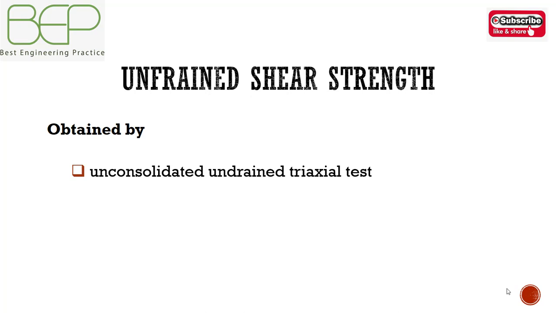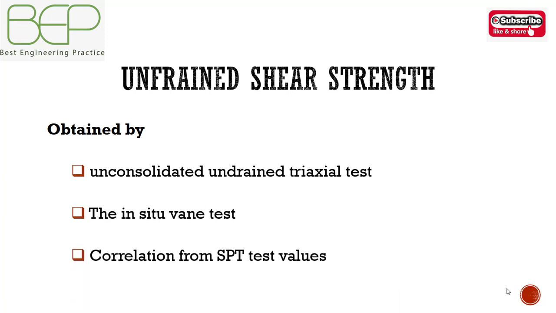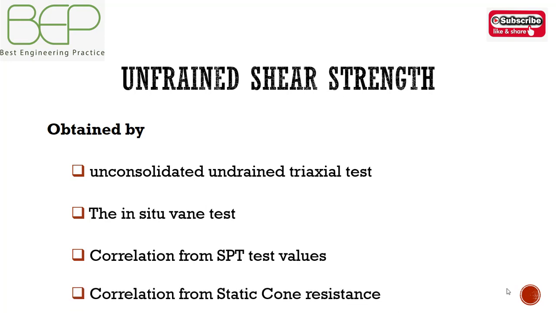Other methods of obtaining the undrained shear strength of cohesive soils are the in situ vane test for soft and saturated soil, the plate bearing test, via correlation of SPT values, and via correlation with static cone resistance. It should be noted that undrained shear strength is dependent on test techniques, and different values will therefore result from each type of test in the same soil.